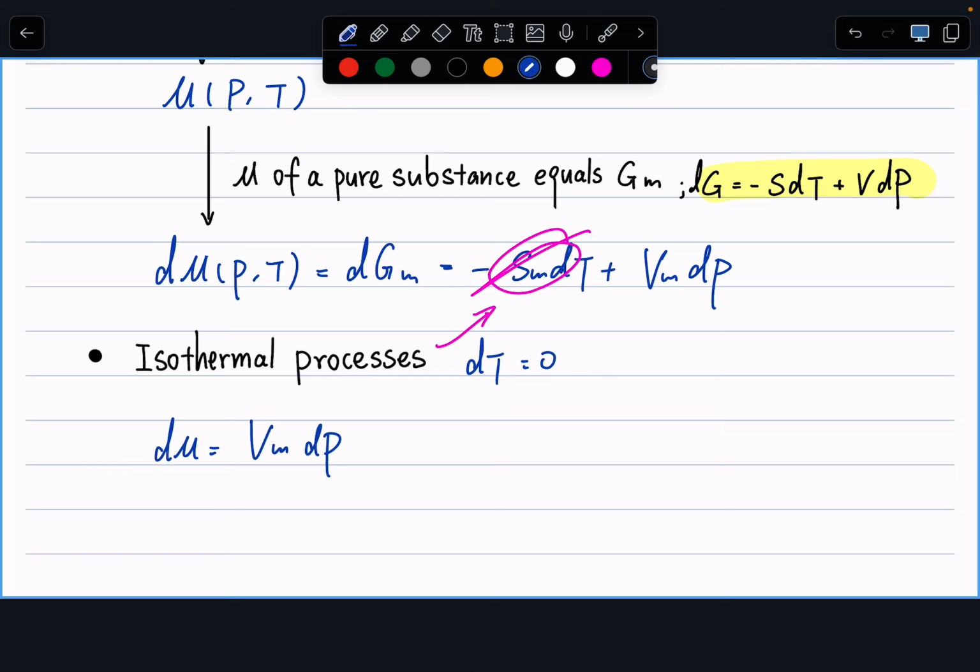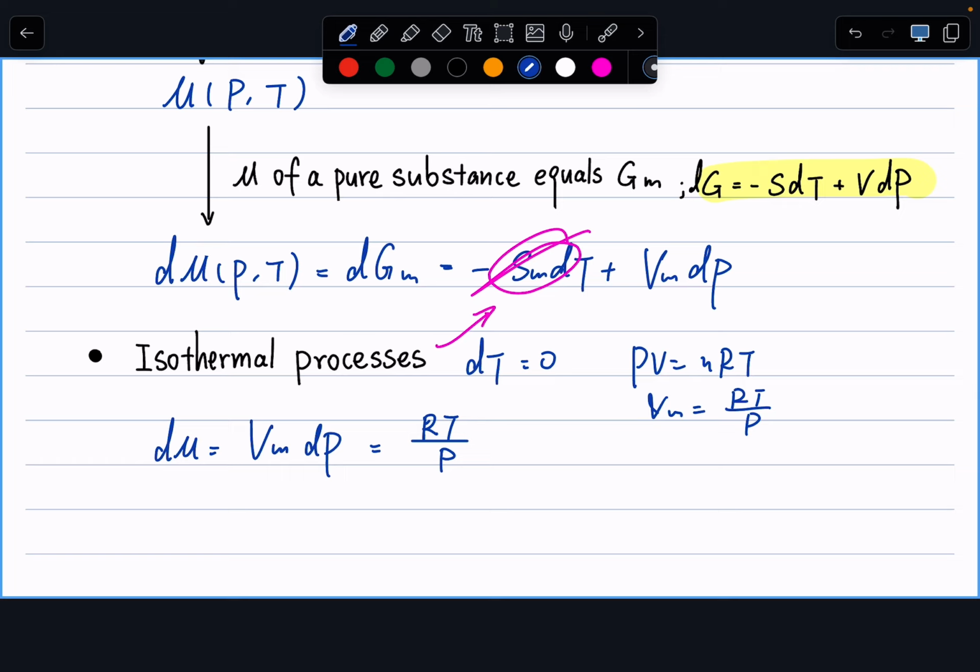So this term goes to 0 for isothermal processes. And what else do we know? We also know that PV equals nRT, or Vm equals RT over P. So we can replace this with RT over P for an isothermal process of a pure ideal gas.